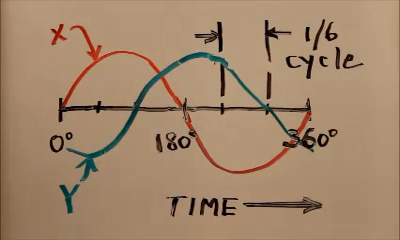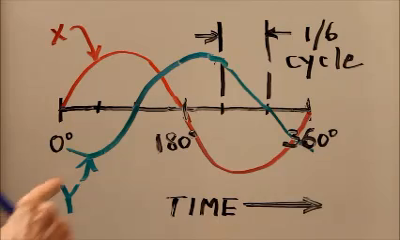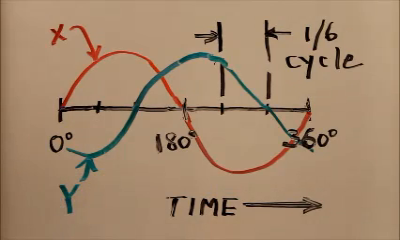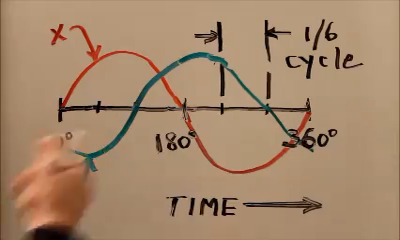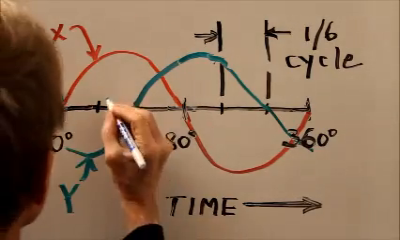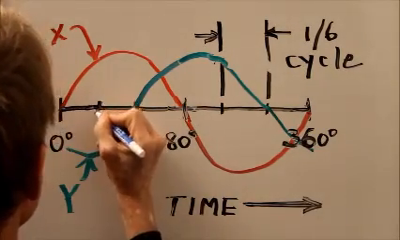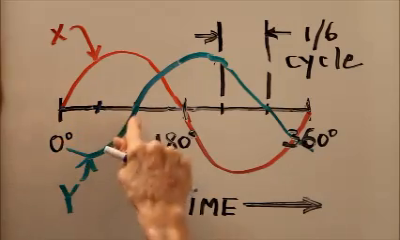This one's different because now we're looking at a wave Z, which is not yet shown here. Wave Y lags wave Z by 1/6 of a cycle. So wave Z occurs 1/6 of a cycle ahead of wave Y.